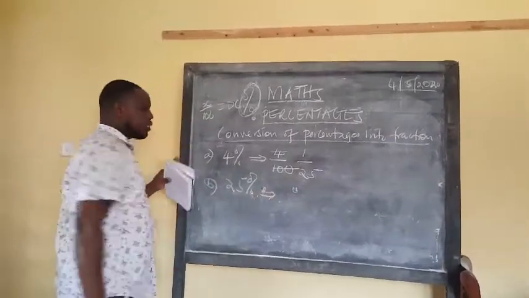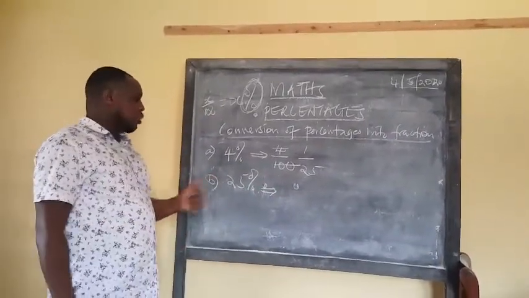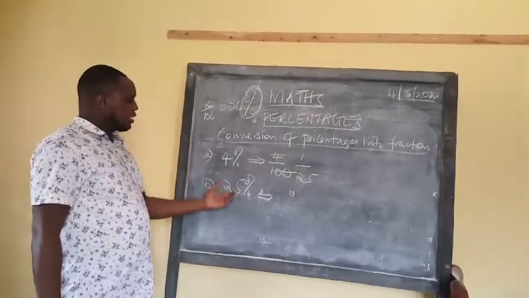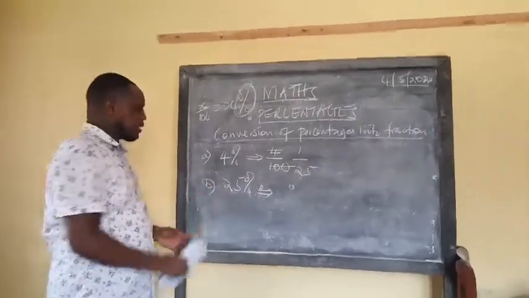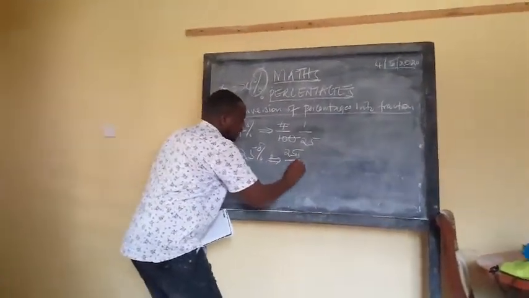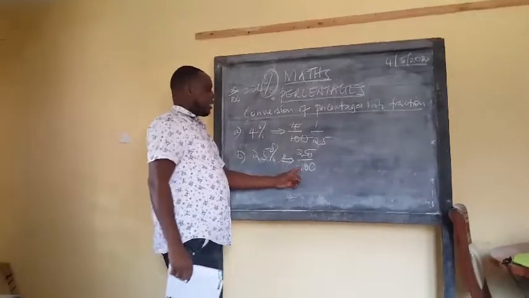25%, we want to convert 25% into a fraction. So we are going to write this over 100. We said it is this number over 100 that makes it percent. So this is simply written as 25 over 100. This is 25% in another form.